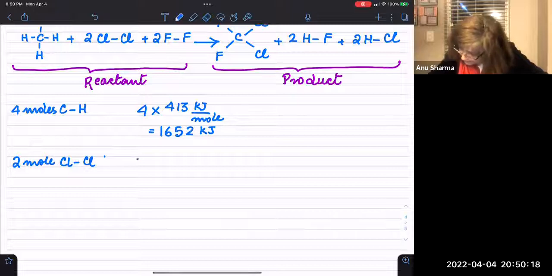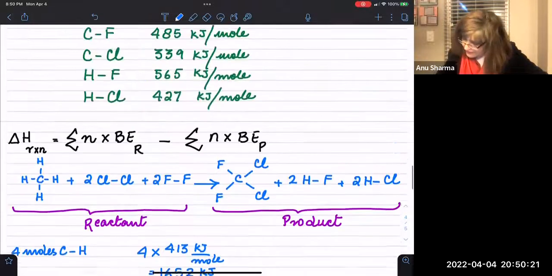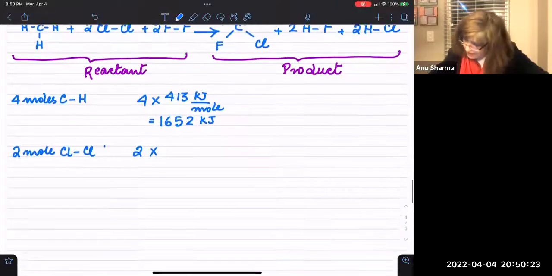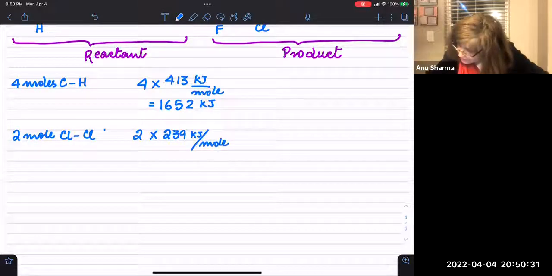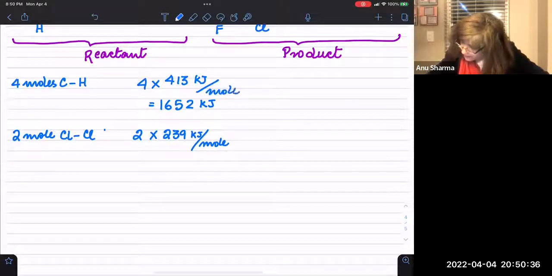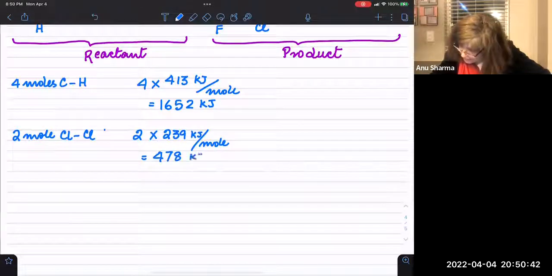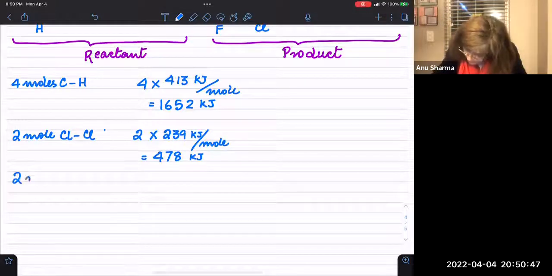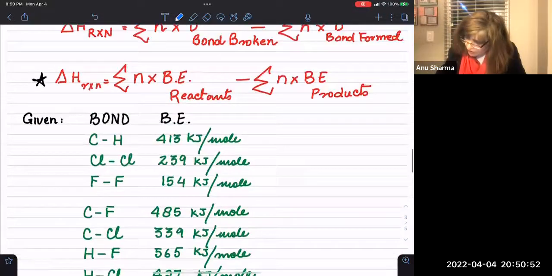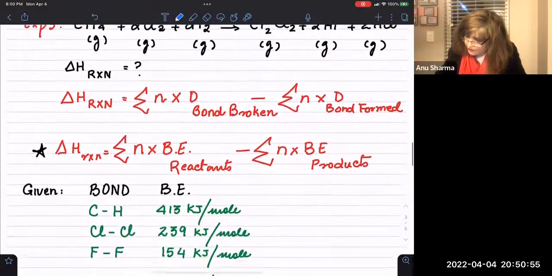Okay, so here we have 2 times the Cl-Cl bond, given from the table as 239 kilojoules per mole. Let's put this correctly, kilojoules per mole. This comes out to be 478 kilojoules. Next, we have 2 moles of fluorine, F2.